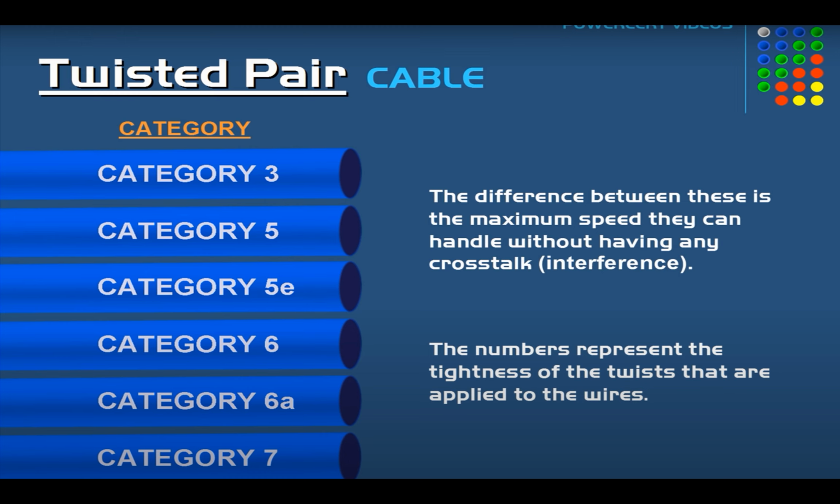Category 3 is going to be the slowest, category 7 is the fastest. The difference between them is the maximum speed they can handle. Or, when we say speed, I mean bandwidth, which is probably a better word for that, without having any crosstalk or interference. The numbers represent the tightness of the twists applied to the wires. So more twists is going to be faster.